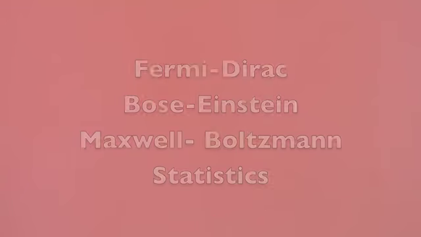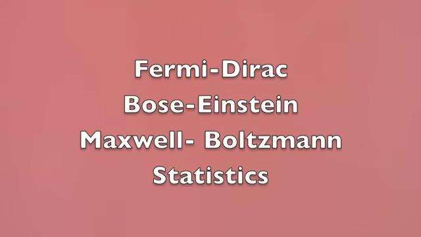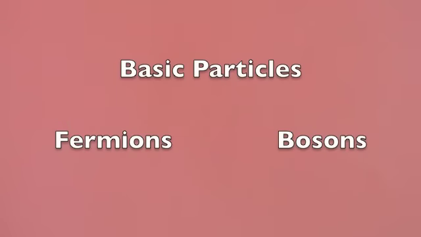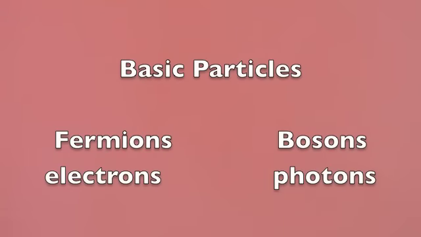Hello. Today we're going to take a very simple and basic introduction to Fermi-Dirac and Bose-Einstein statistics. And by way of comparison, we're going to compare them with the Maxwell-Boltzmann statistics, or distributions. As far as physics is concerned, all basic particles come in two kinds, fermions and bosons. Fermions are things like electrons, neutrons, protons, and bosons are things like photons, or the famous Higgs boson.